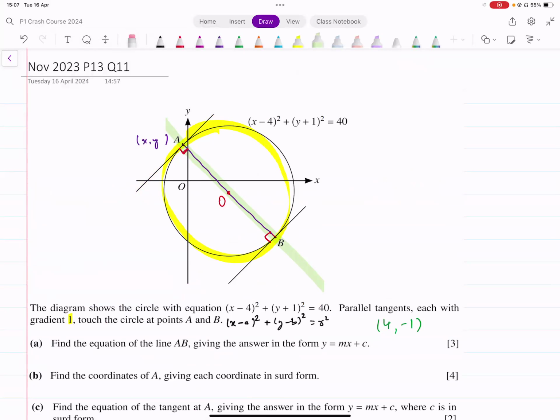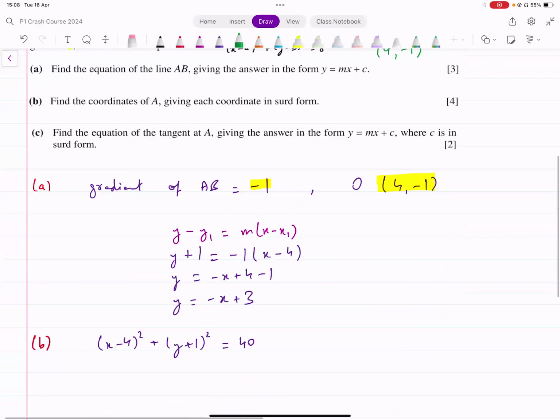Now we would get both A and B, but they're looking for A. So whichever one has the smaller X coordinate, we could say that's the point A. Okay. So basically we just have to solve this equation simultaneously with the equation that they've made us find in the first part. That's the equation of the line AB.